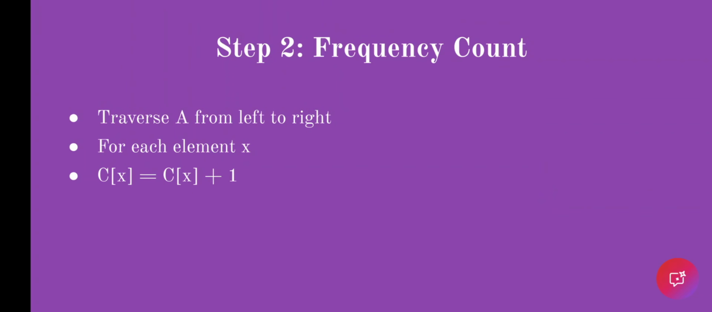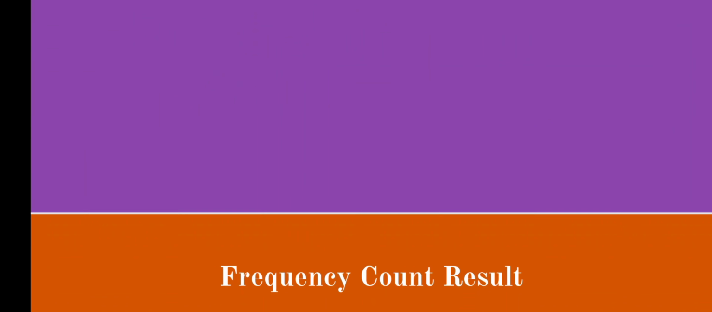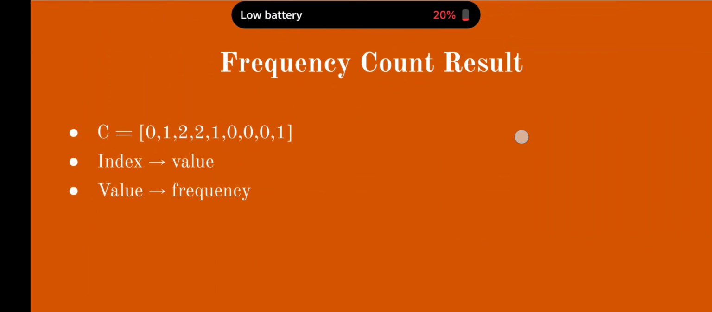Now we will count the frequency. So we will traverse A from left to right. For each element, we are adding 1 to its count. We are doing summation and we are adding 1 for each element. Let's see how it works, how frequency is being counted.